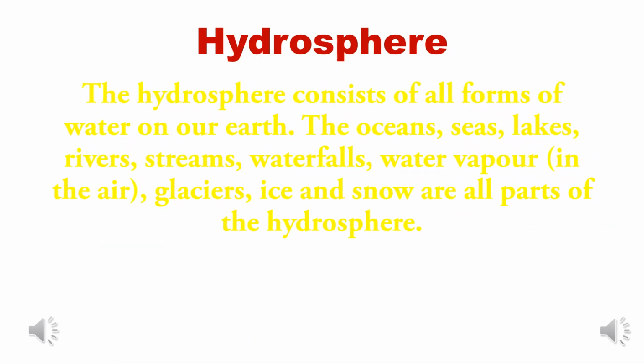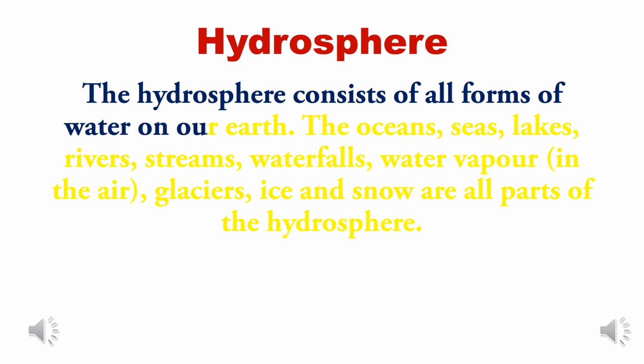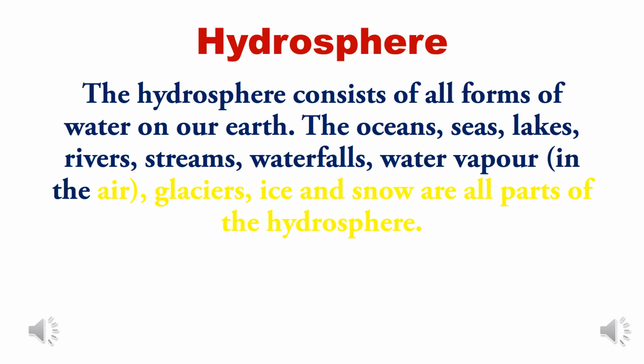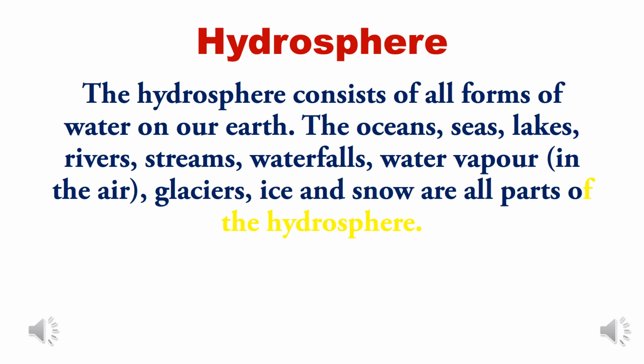Hydrosphere. The hydrosphere consists of all forms of water on our earth. The oceans, seas, lakes, rivers, streams, waterfalls, water vapor found in the air, glaciers, ice, and snow are all parts of the hydrosphere.